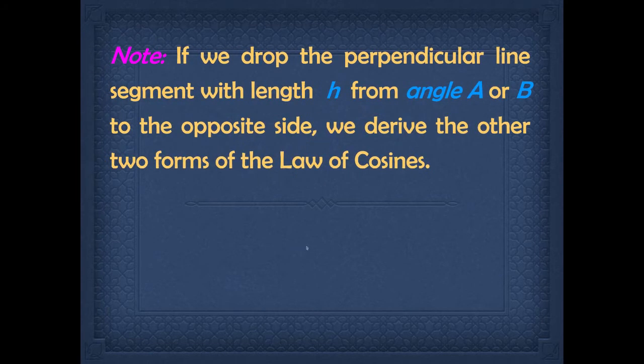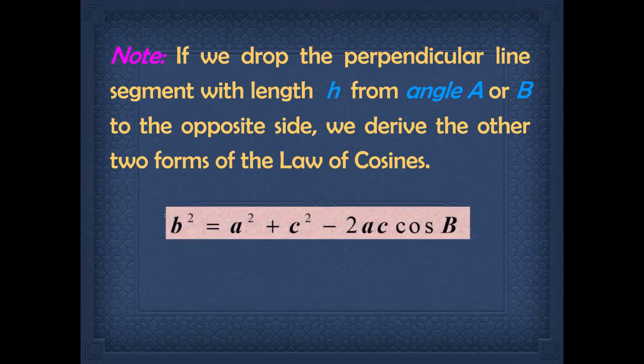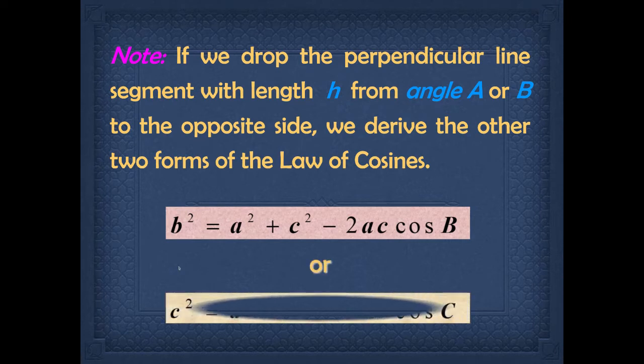Now note that if we drop the perpendicular line segment with length h from angle A or B to the opposite side, we will derive the other two forms of the law of cosines, namely the formula for b squared and the formula for c squared, which are this. Which brings us to the formulas under the law of cosines.